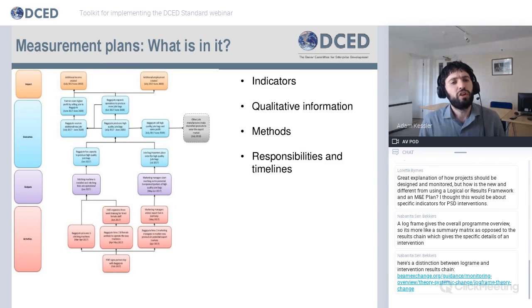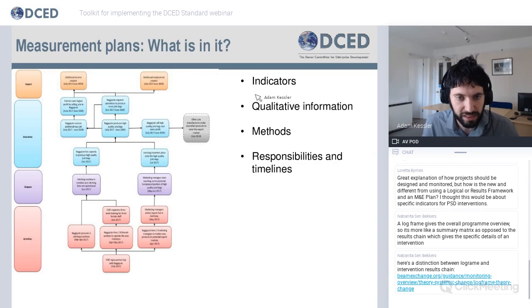So let's go on. Once you've got your results chain, the next tab in the intervention guide is to give a measurement plan based on it. So for every step in the results chain, you want to know what's the indicator through which you measure this step. What qualitative information do you want to gather? What methods do you use in order to gather this, and who is doing it, when are they doing it, and the administrative detail associated with it.